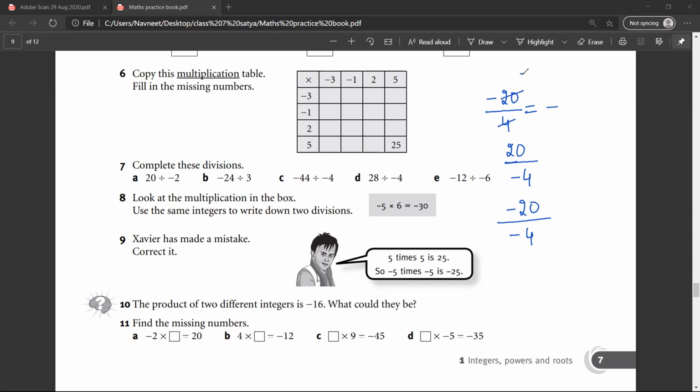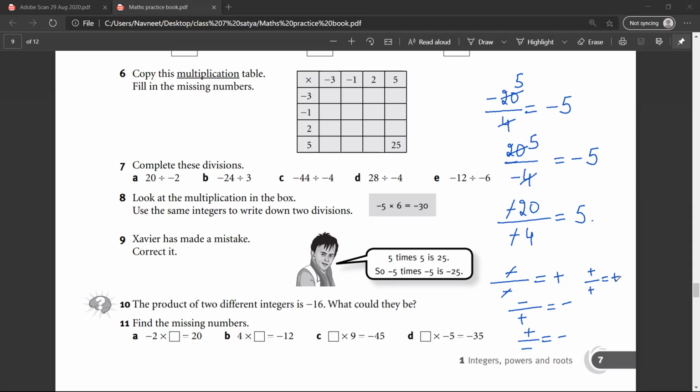So minus upon plus is a minus for division. So the answer would be minus 5. Again, plus divided by minus is minus. This would be minus 5. Minus divided by minus, this minus gets cancelled and the answer is 5. Is there a doubt? No, sir. So basically, minus upon minus, the minus will get cancelled. It will be equal to plus. Minus upon plus is minus. Plus upon minus is minus.